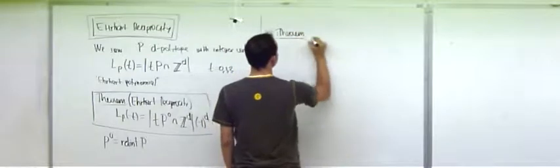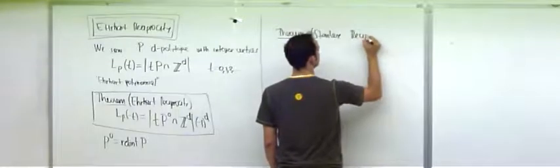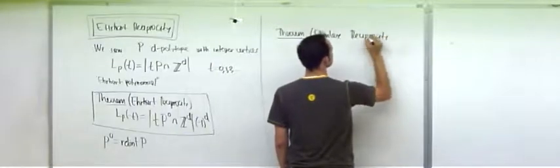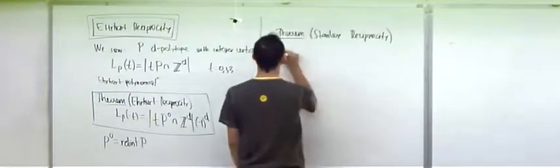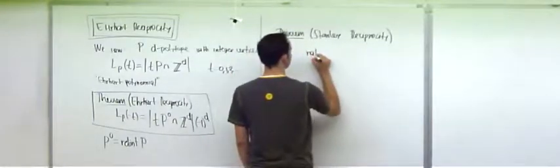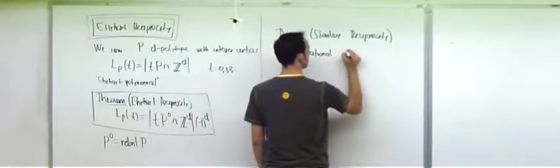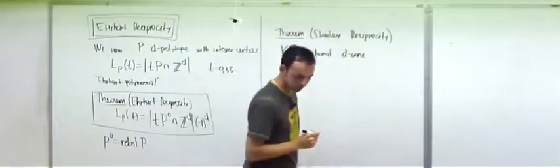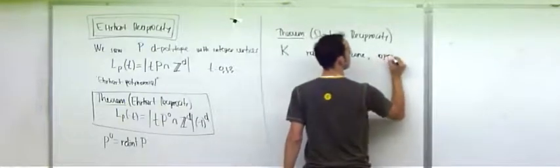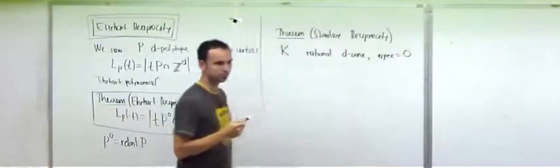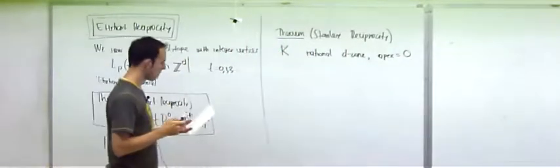So what I'm going to prove first is the following theorem, which is known as Stanley reciprocity, which is the analogous statement for cones. So K is going to be a rational d-dimensional cone with apex at 0.